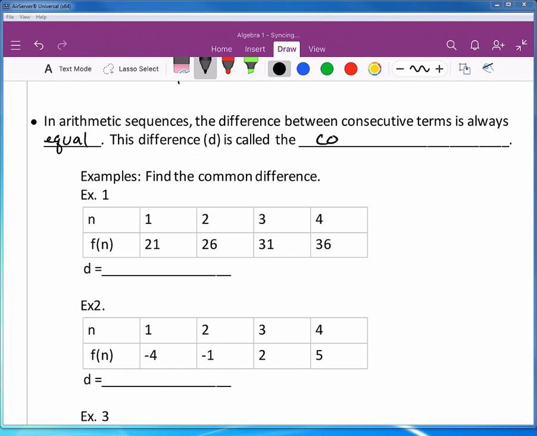This difference is called the common difference. Excuse my spelling mistake. Common difference. Alright? And we're going to figure out how to get that common difference. And really, you're just looking at it and determining the pattern.